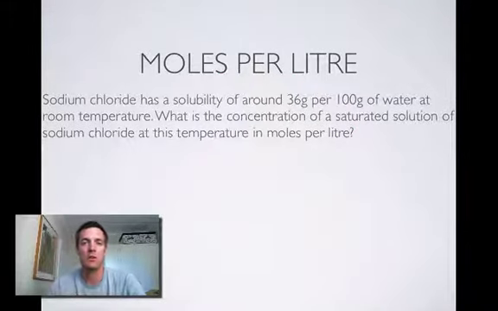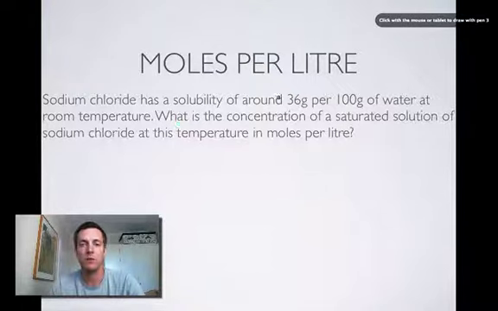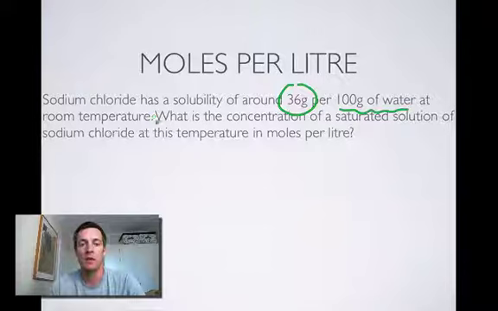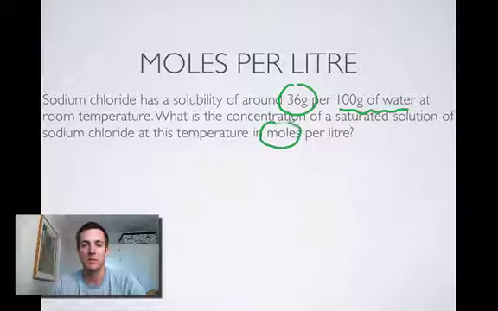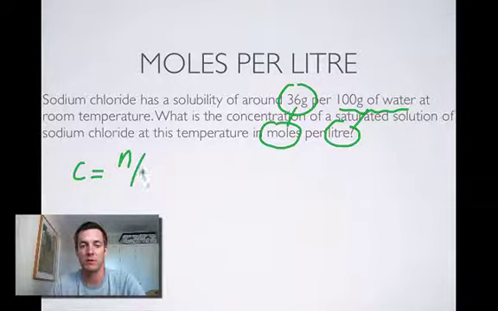Well, let's just finish up with an example of finding a concentration in moles per litre. We're told that sodium chloride has a solubility of 36 grams for every 100 grams of water. What is the concentration of a saturated solution, so that we've dissolved as much as we can, in moles per litre? Well, I'm going to have to turn my grams into moles, and I'm going to have to turn that 100 grams of water into litres of solution, because remember, concentration equals number of moles divided by volume.